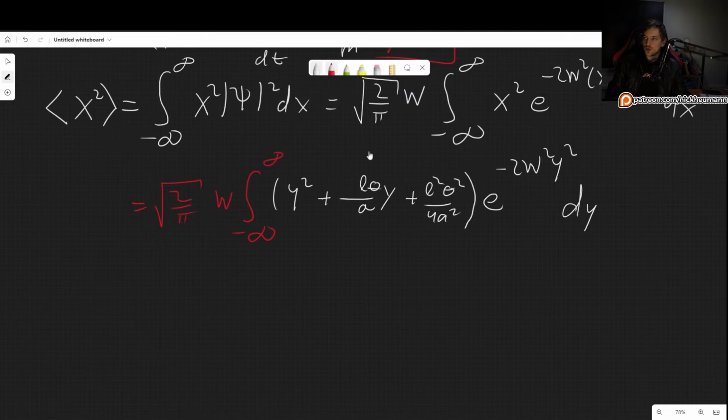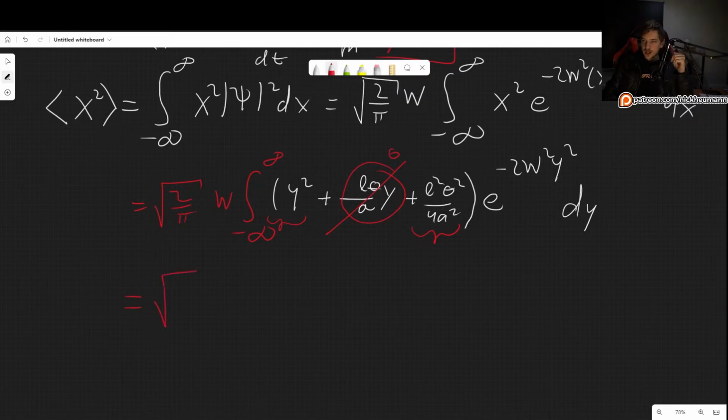Okay, so this integral will be 0 because it's exactly the same as before. It's an odd function over a symmetric interval. So for that reason, that one is 0 and we don't have to worry about it. We only have to worry about these two.